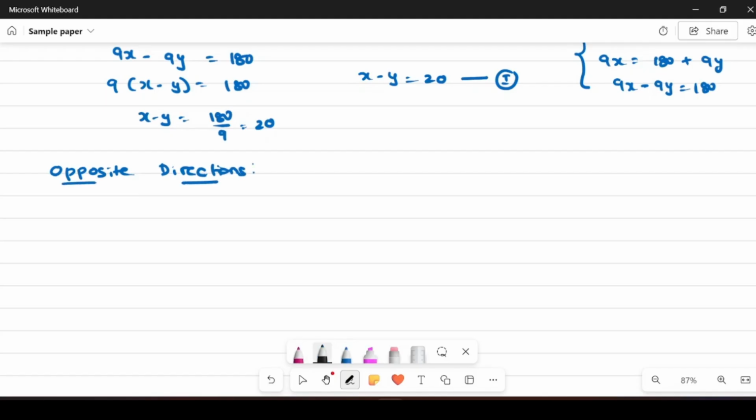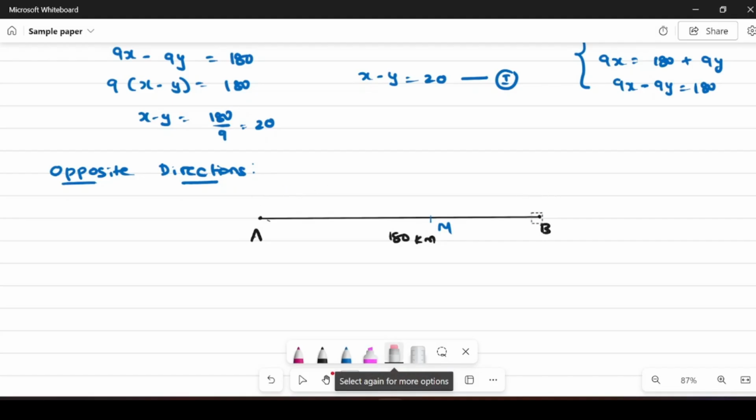Now again, point A is here, point B is here. We know the distance between these two points is 180 kilometers. Now they are traveling in opposite directions. So A is going in this direction, B is going in this direction, right? So definitely they have to meet somewhere in between A and B, right? Let us say they are meeting at point M here, right?